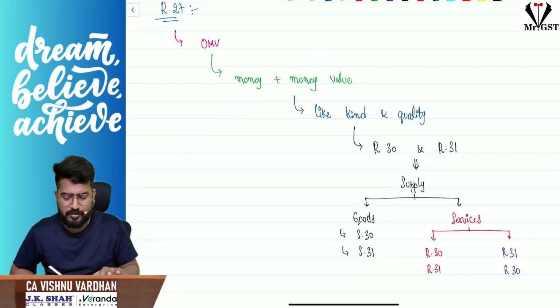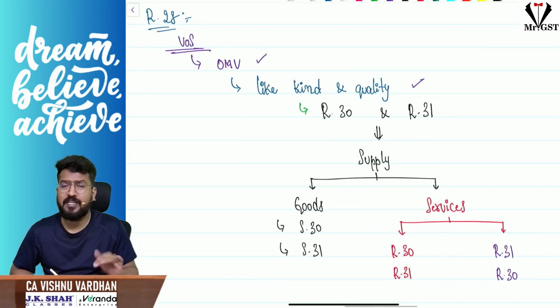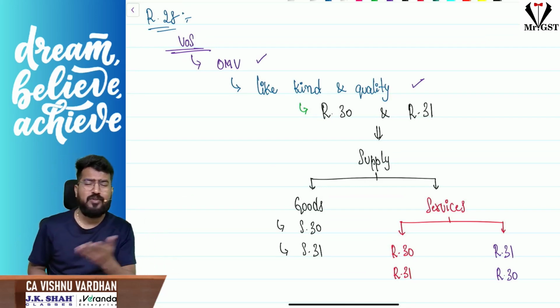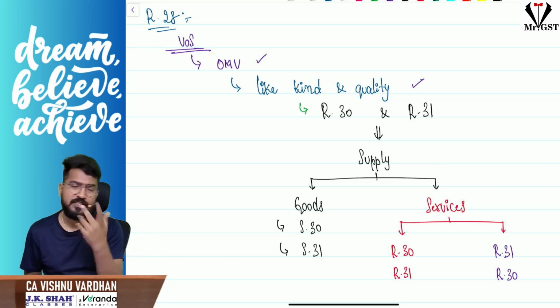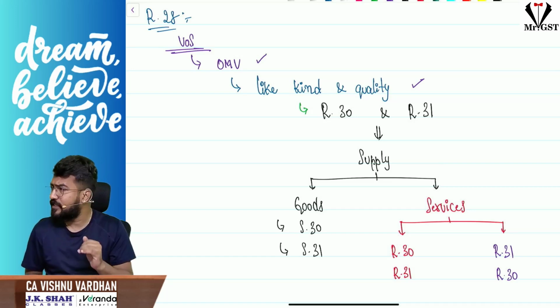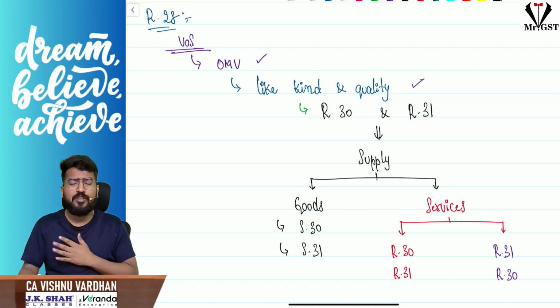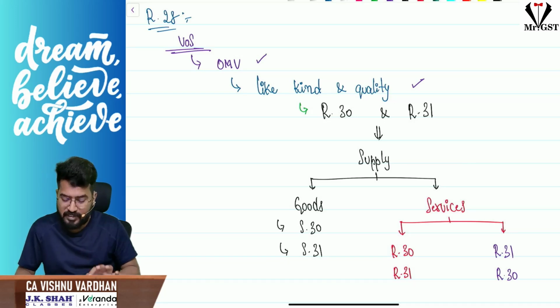So if you see rule 28, value of supply, open market value. If that is not available, like, kind and quality. If that is not available, rule 30 and 31 as we have discussed. If it is goods, first go with rule 30 and then 31. If it is services, it is your choice, rule 30 and 31 or rule 31 and 30, as per your will and wish. That is absolutely fine. But here there are two provisos below rule 28. That is what is crucial for us.